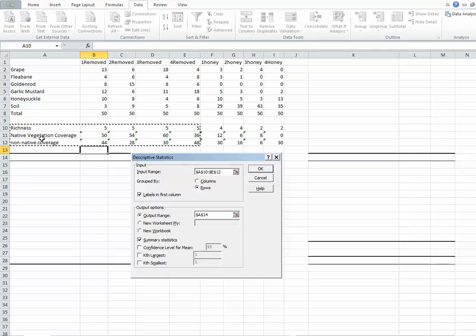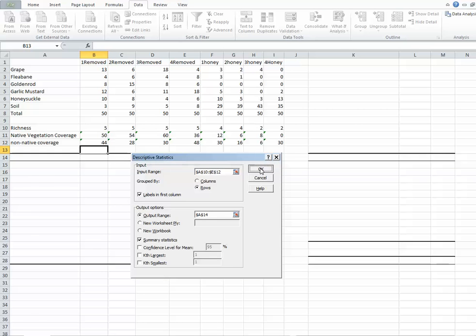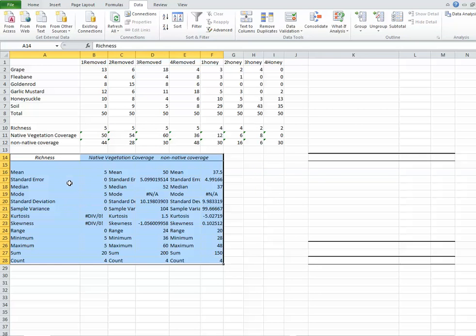They're grouped by rows, right? You're interested in richness, native vegetation, and non-native coverage. Those are rows, and their labels are in the first column here. So we'll hit, oh wait, output range, make sure we have that. And here, we'll put it right here. Okay, we'll hit OK, and there it is.